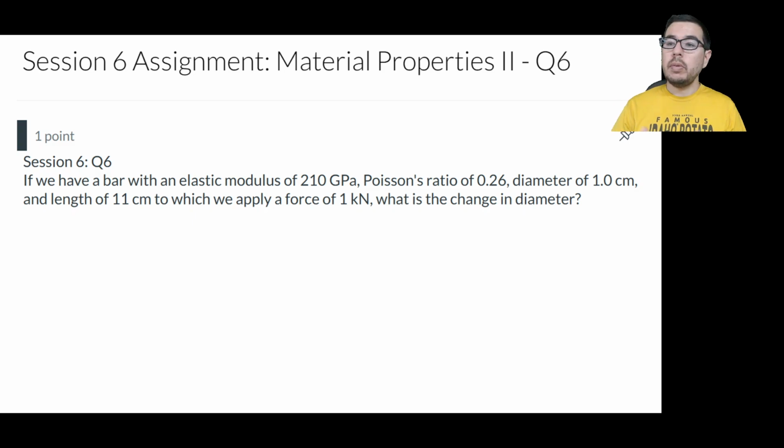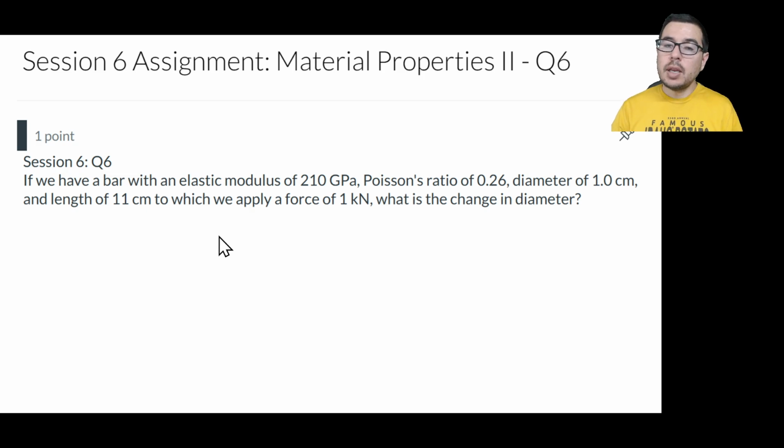In this problem, we have an opportunity to see how the Poisson's ratio and a stress influence a change in diameter of an axially loaded bar. So we have a bar with an elastic modulus of 210 gigapascals, Poisson's ratio of 0.26, a diameter of 1 centimeter, a length of 11 centimeters, and there's an applied force of 1 kilonewton. The question is, what is the change in diameter?